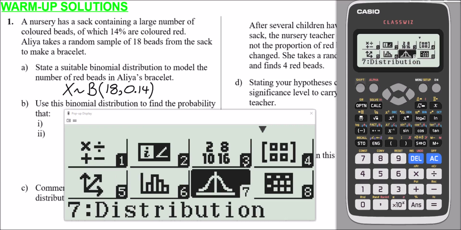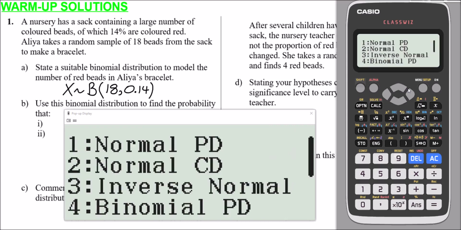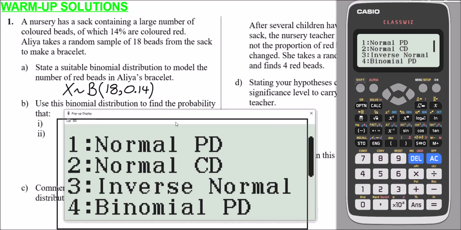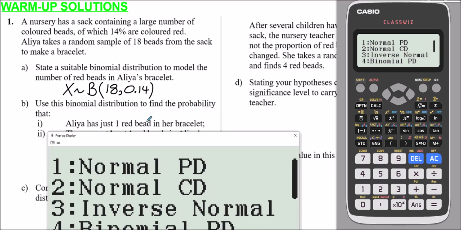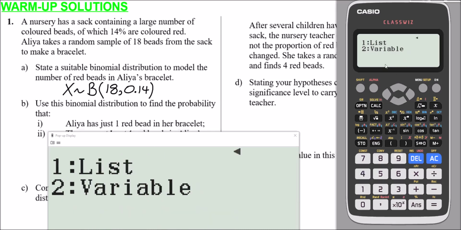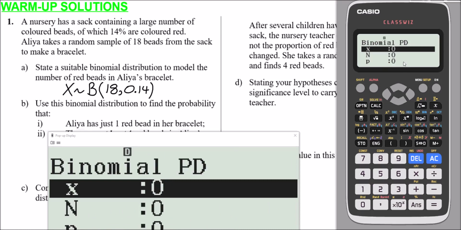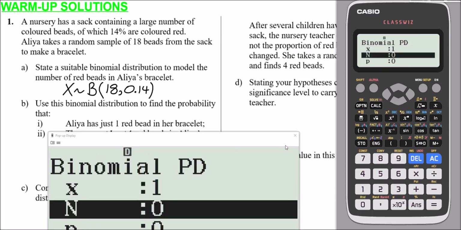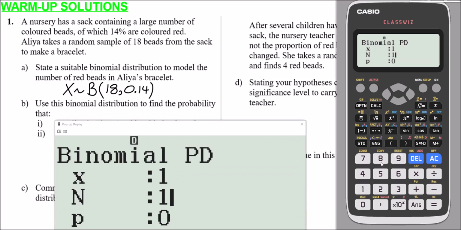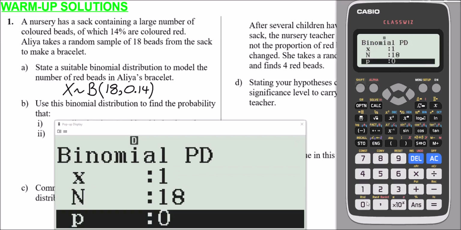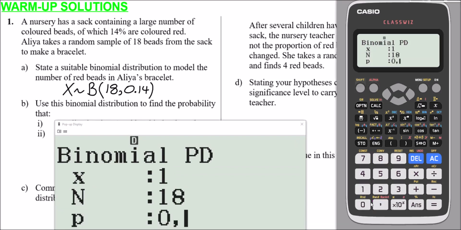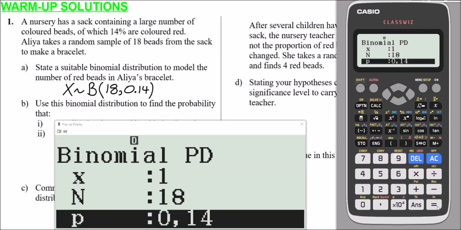So we're going to go to menu, distribution, going to go to binomial, and this time because we're trying to find an exact probability, just one bead, I'm going to click binomial PD, which is number 4, and then I'm going to go to number 2 for variable. So I want to work out the probability of picking 1 out of 18, so big N is 18, where the probability of picking a single red bead is 0.14. Press equals and equals again.